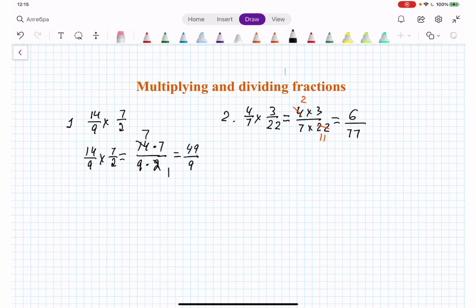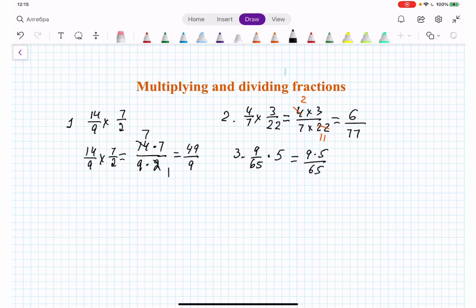Question number 3. 9 over 65 times 5. So when we have a whole number, the whole number always goes to the top, or to the numerator. Why? Because a whole number we can represent as a fraction, 5 over 1, right? Okay, and from here we are getting 9 times 5 divided by 65.